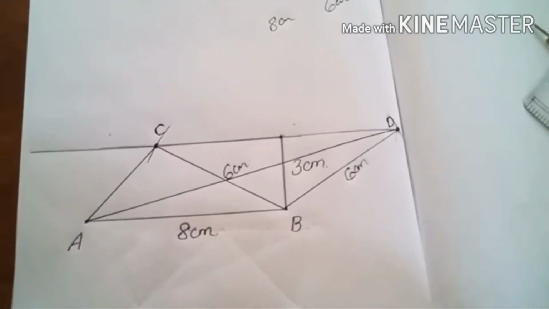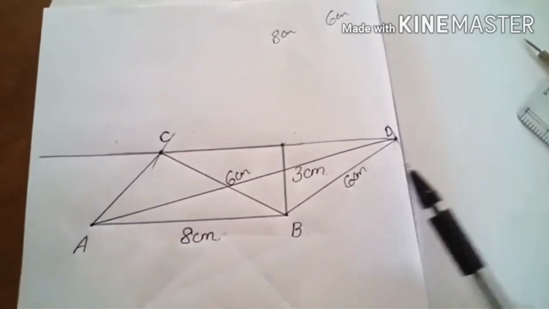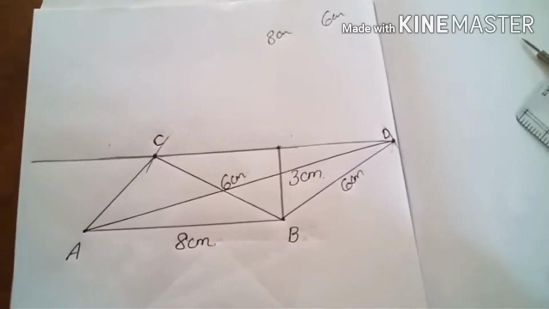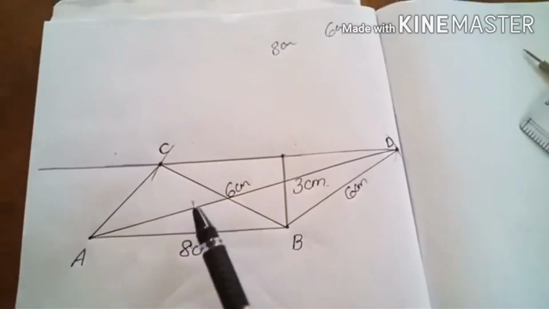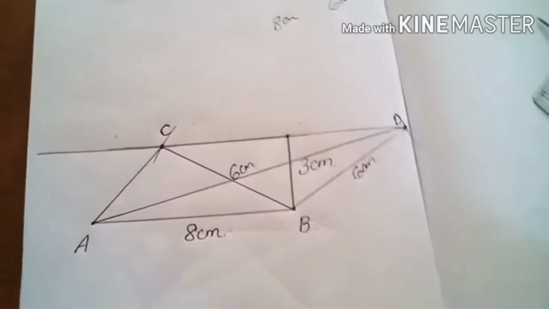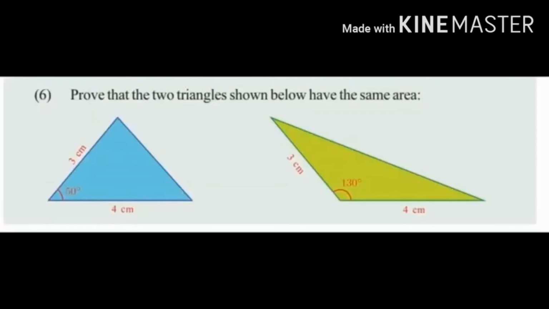Is there any other way to get the triangle with 8 centimeter one side, 6 centimeter the next side, and area as 12 centimeter square? No, only these two are the possible non-congruent triangles with these specified conditions. Okay. Our next question is question number 6. Prove that the two triangles shown below have the same area.